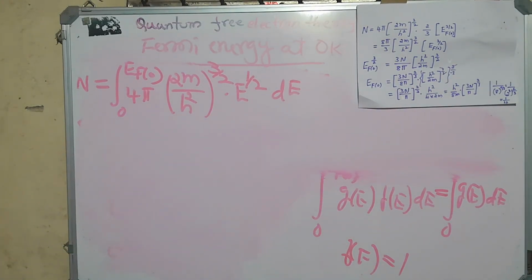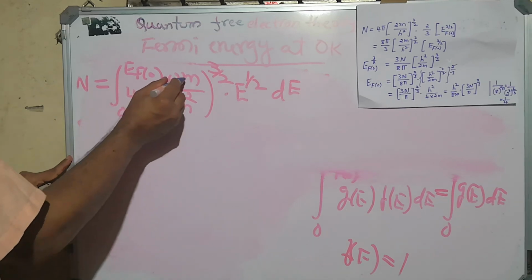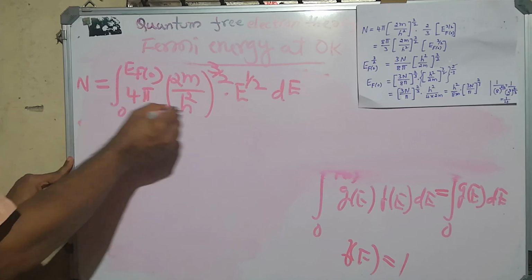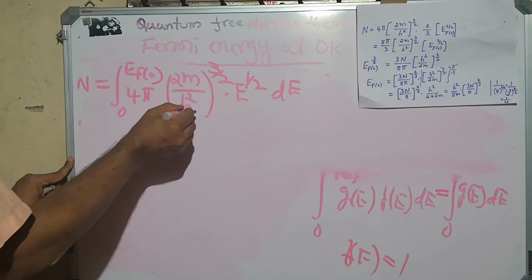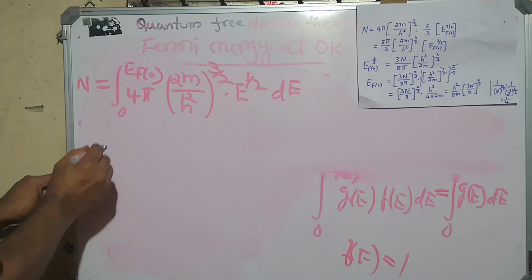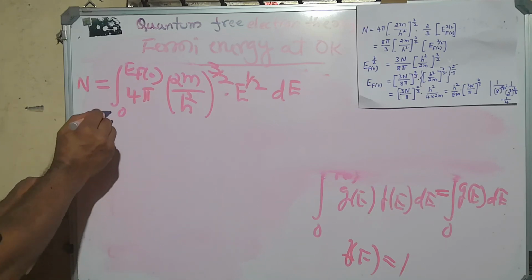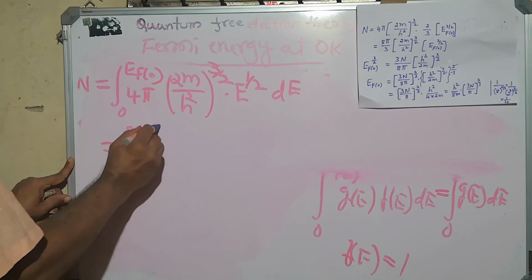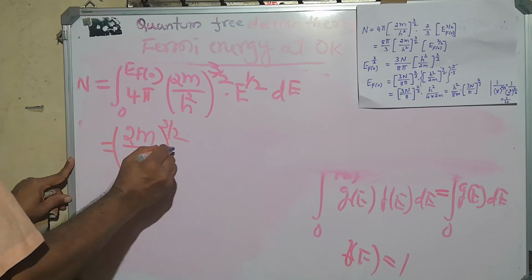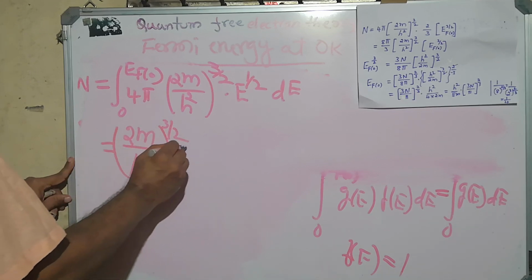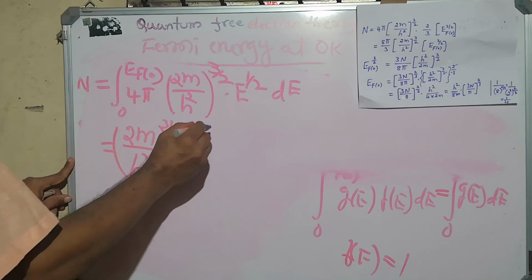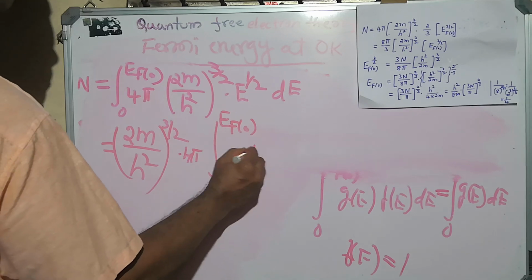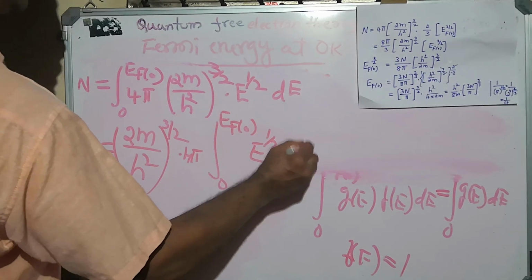Now, when you observe here, 4 pi, 2m, where m is the mass of the electron and h is the Planck's constant, therefore 4 pi into (2m by h square) to the power 3 by 2 is a constant. You can take it outside the integration sign. So that is (2m by h square) to the power 3 by 2 into 4 pi, then the integration from 0 to EF naught of E to the power half into dE.